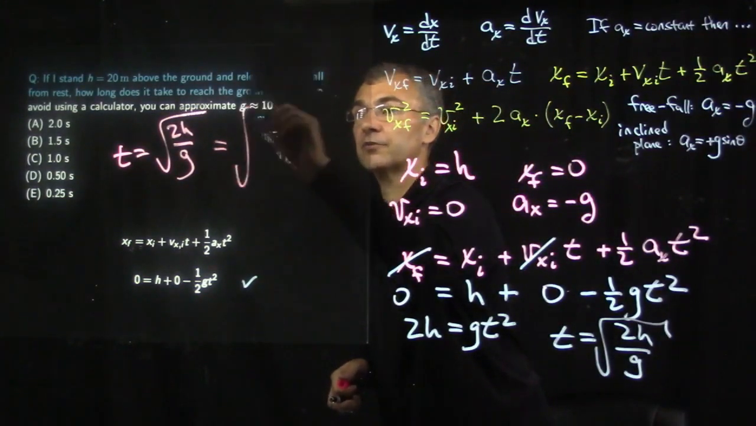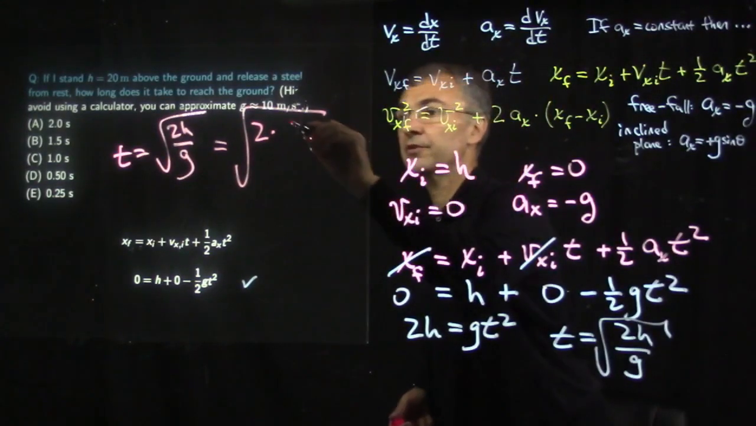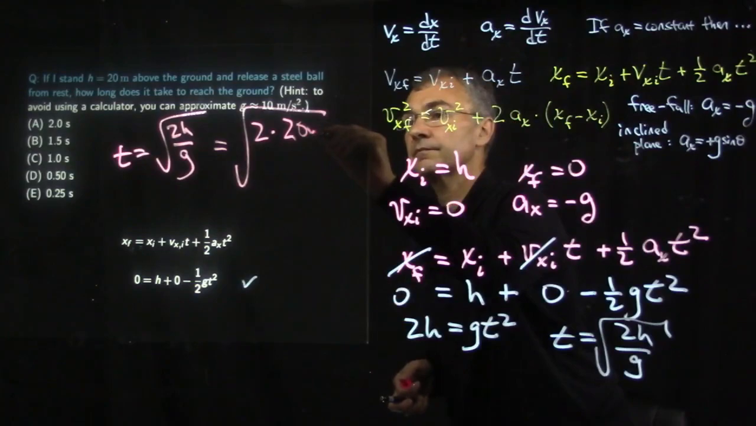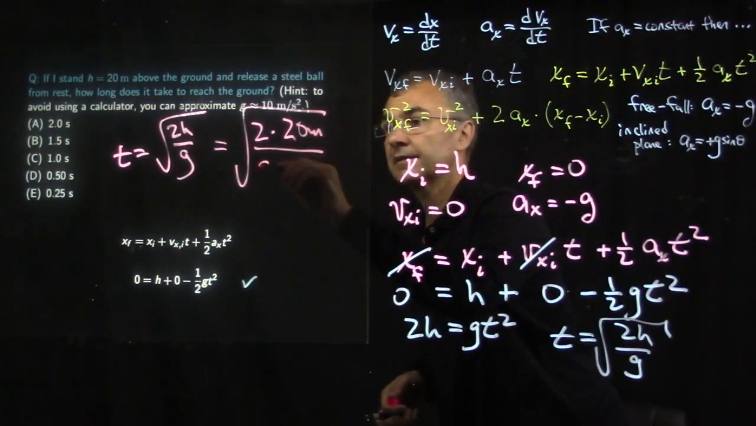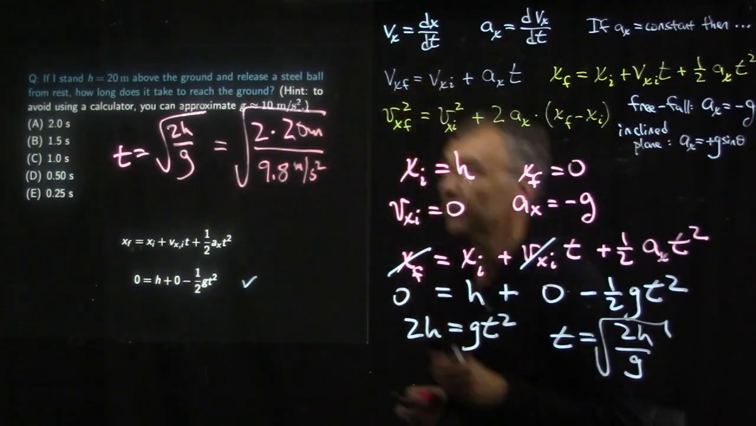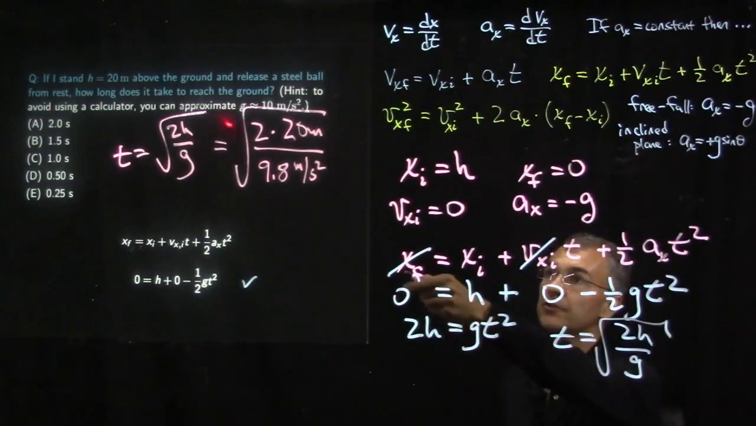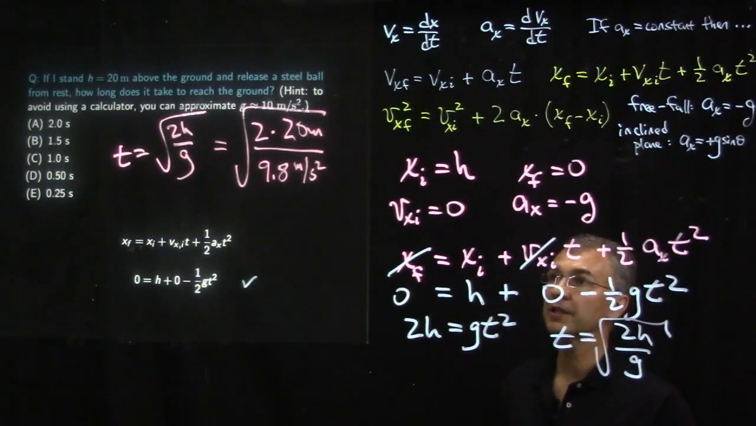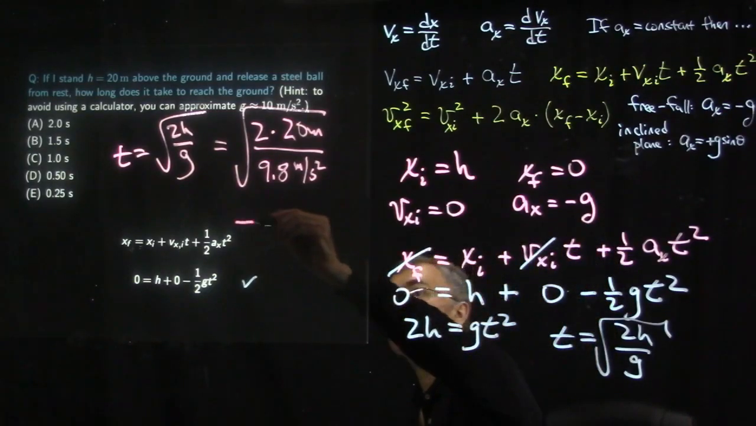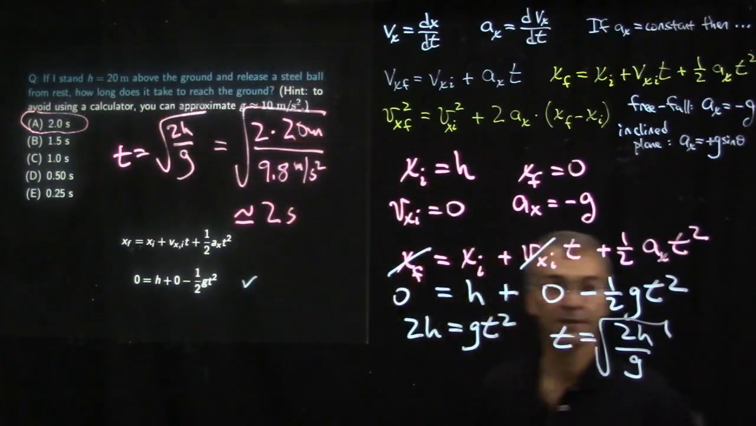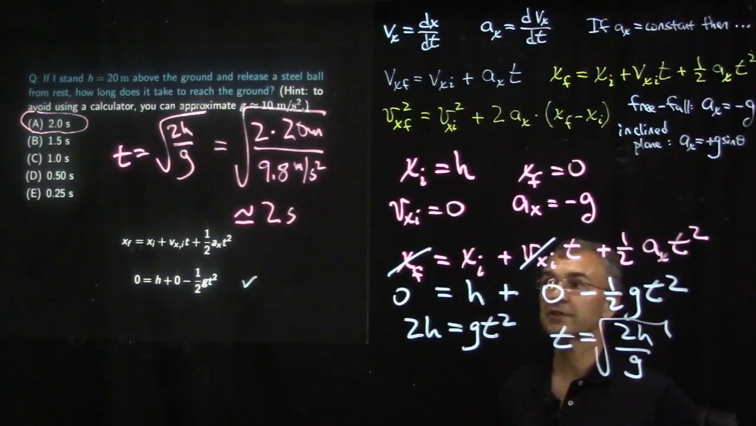Which equals the square root of 2 times 20 meters divided by 9.8 meters per second squared. If we were to use g equals 10 instead of 9.8 to make the math easier, we'd say 2 times 20 divided by 10. 2 times 20 is 40. 40 divided by 10 is 4. Square root of 4 is 2. So that's 2 seconds. So this is approximately 2 seconds. So I think I like answer A, that it is approximately 2 seconds.